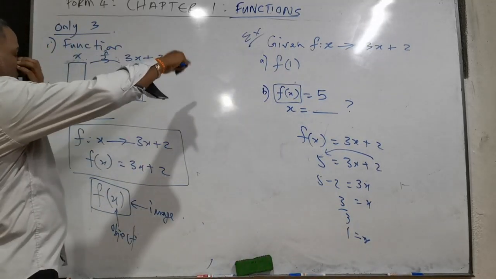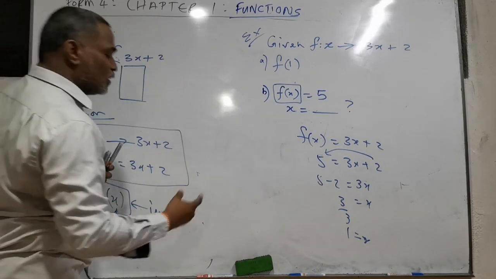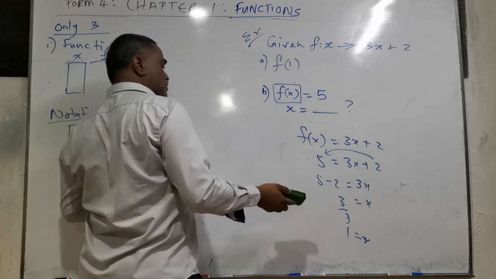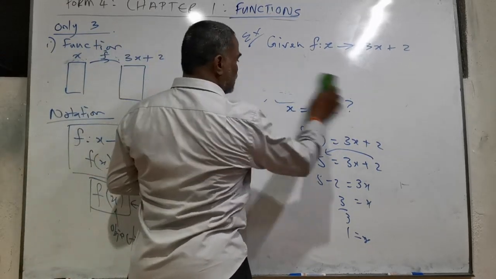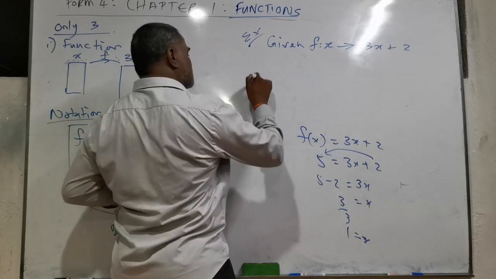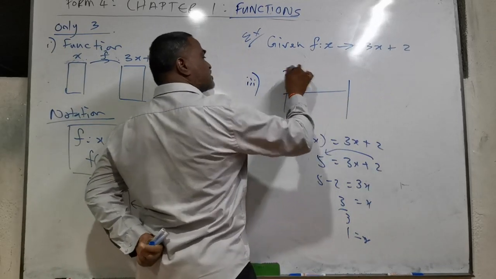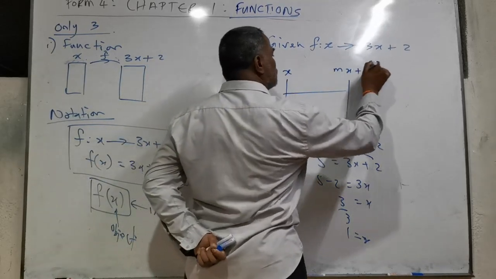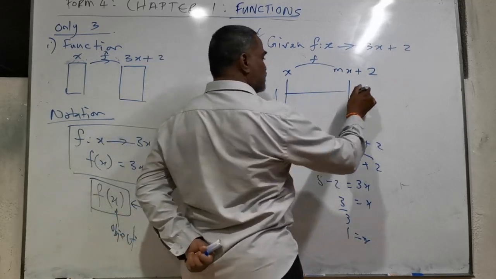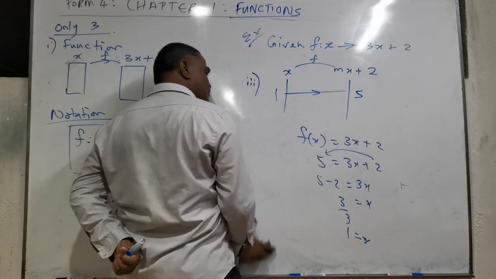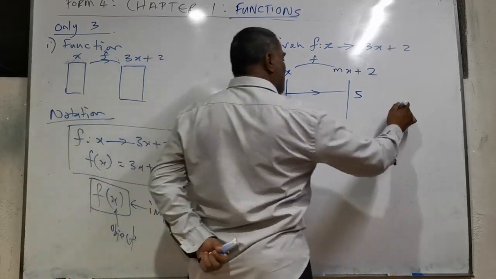Sometimes they give you the object and ask for the image. Second, the question can give the image and ask for the object. Okay, third type of question, they will ask like this. They give you the object and image. They will say f(x) = mx + 2, the object is 1, the image is 5, and they ask to find the value of m. So how to find the value of m?